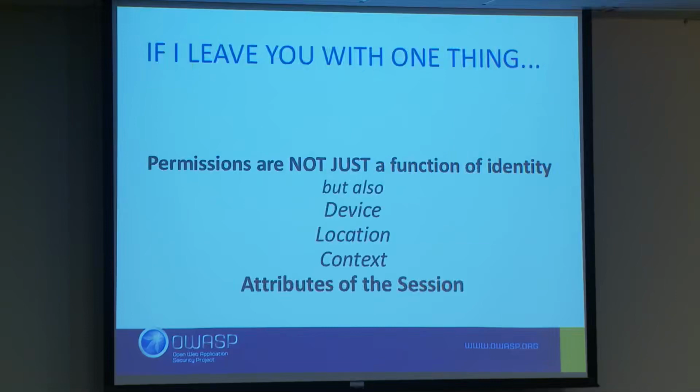So if I leave you with one thing, that is the thing I want to leave you with. As you architect your application, or your framework, especially if you're working on open source software, try not to architect your applications in such a way that permission is a function exclusively of user identity, or maybe of groups. It's a function of attributes that come with the user at authentication time. So things like device, location, and context. Ultimately, it's attributes of the session, not of the user.